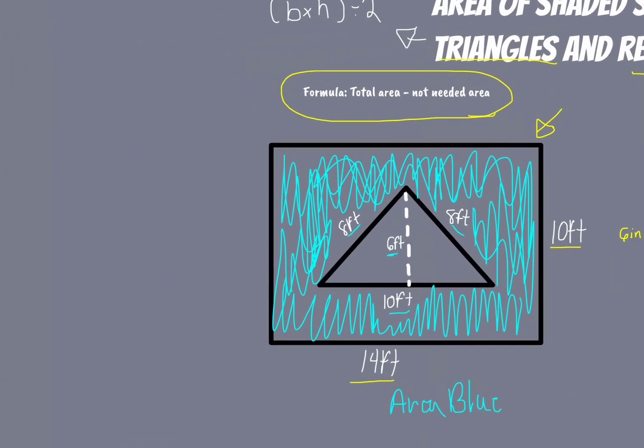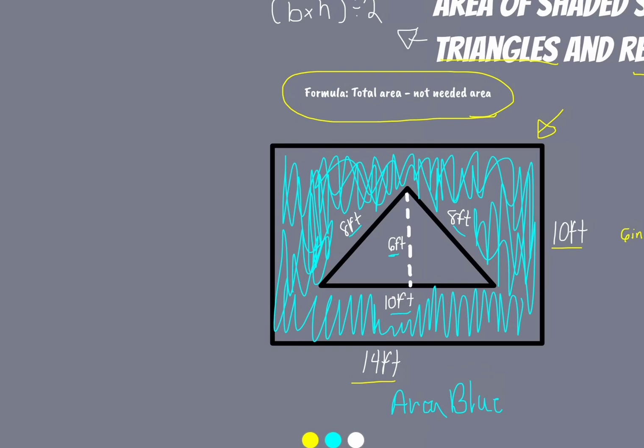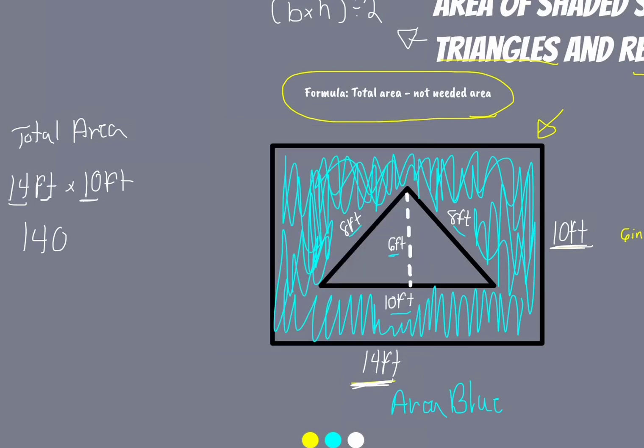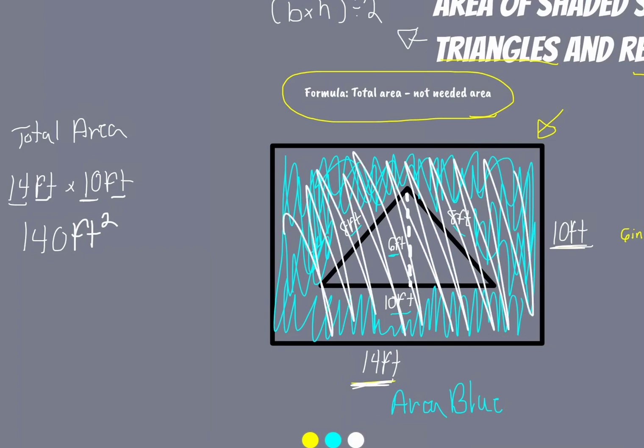So what I'm going to do is I'm going to say, well, what's the total area? That's the first thing I'm trying to find out. And to find the total area, I'm going to have to multiply the length times the width. So 14 feet times 10 feet. Multiply my two numbers. 14 times 10 is 140. Make it a little bit bigger. 140. Feet times feet is feet squared. So that is my total area, like if I was to say everything.